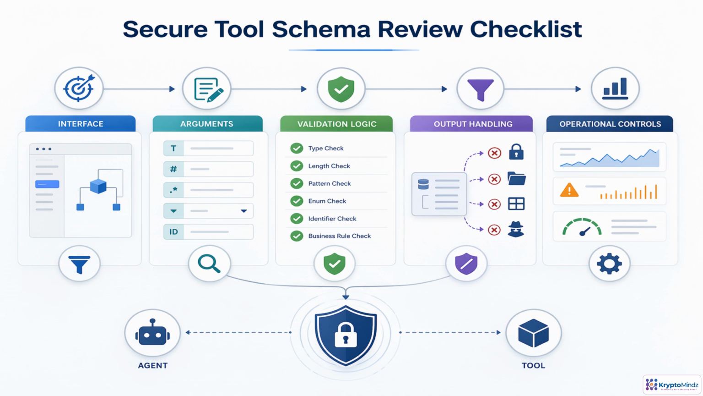Before any tool is exposed to an agent, treat the schema as a security boundary. First, confirm that the interface represents the narrowest useful business action, not a general-purpose capability. Then lock down every argument with type, length, pattern, enum, identifier, and business rule validation. Next, review outputs. Return only what the agent needs, and strip secrets, unrelated records, excessive detail, or embedded instructions. Finally, add operational controls: logging, alerts for validation failures, usage anomalies, and unexpected output volume. If any area is weak, block release.